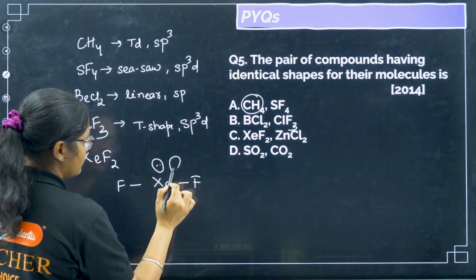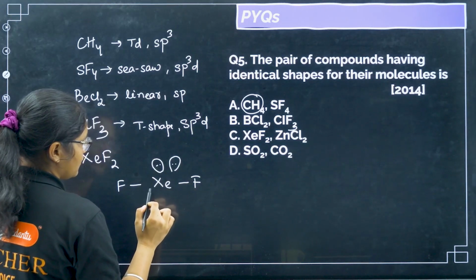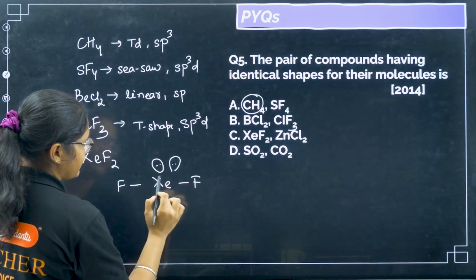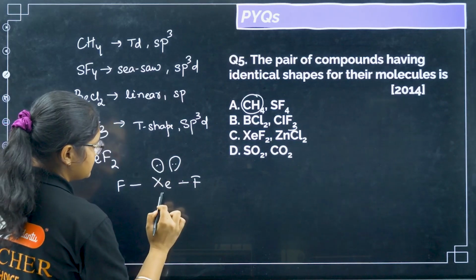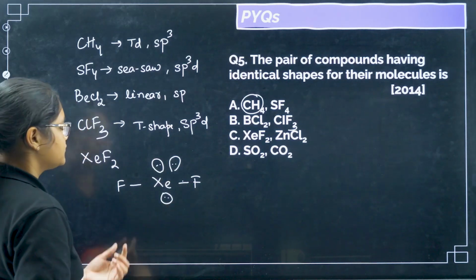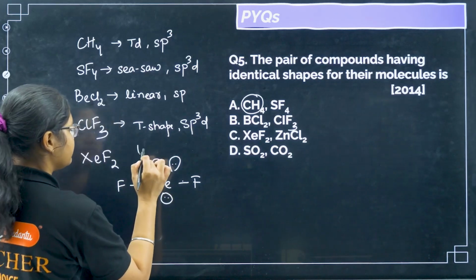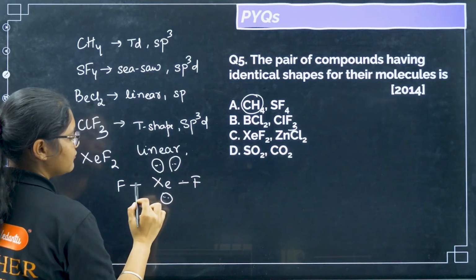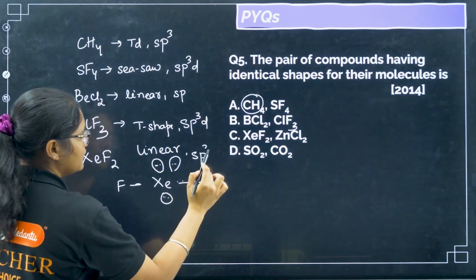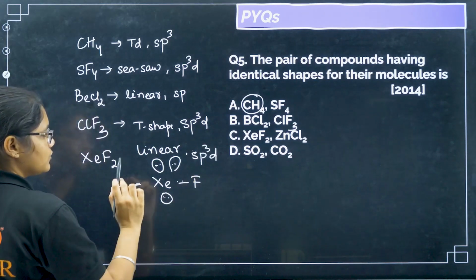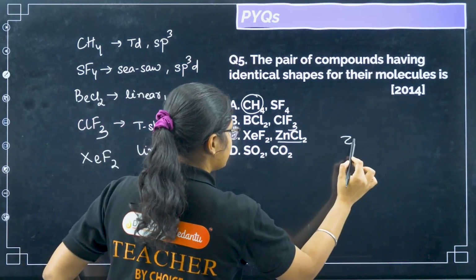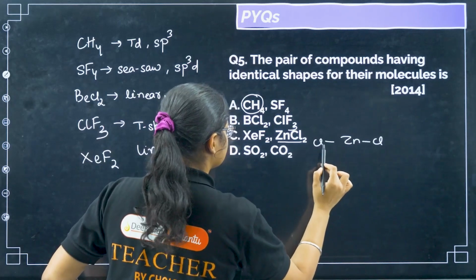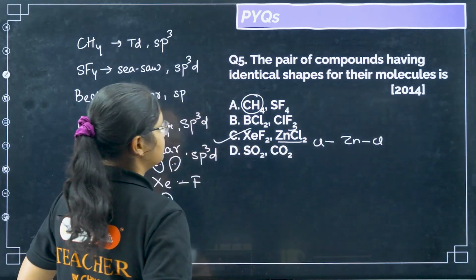So 1 2 3 4, 1 2 3 4 5 6, and I have one more like this, right? So this is a linear shape. Okay, and hybridization 1 2 3 4 5, that is again sp3d. Okay, so this is linear, and if you see ZnCl2, it is also like this, and this is also a linear molecule, so option number C.